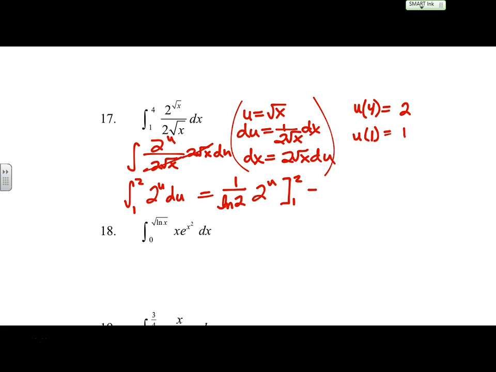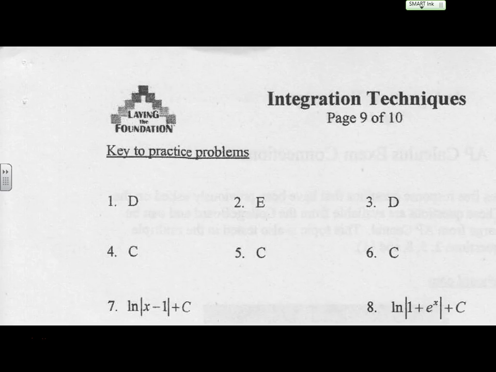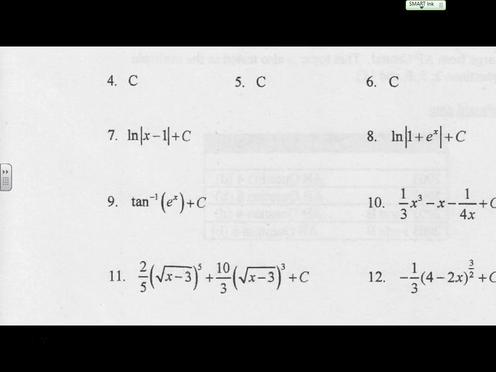Then we have our 1 to 2, which means we're going to have 1 over ln of 2 times 2 squared minus 2 to the 1. Is that right? 4 minus 2 is 2, so we end up with, I think, 2 over ln of 2. We cannot simplify because one of them is in an ln. We can check the answers real quick. Number 17. Got it.